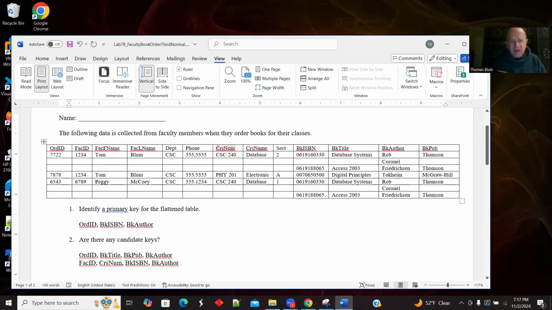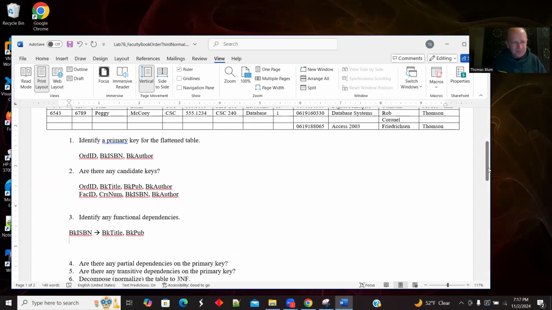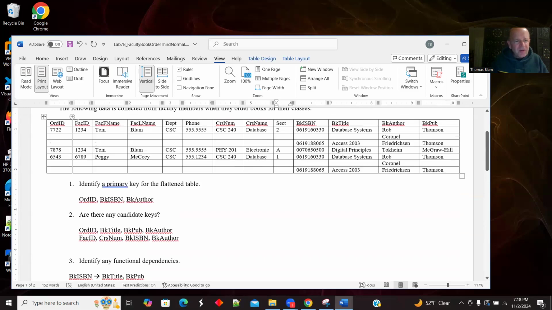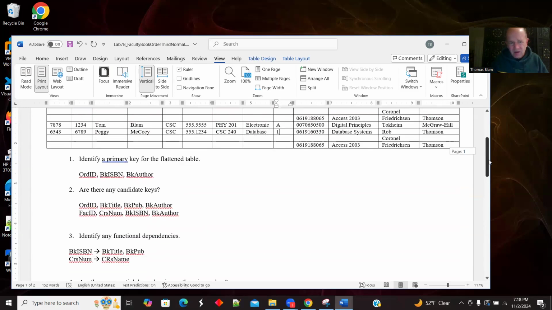Okay. What else do we have? The course num gives us the course name. So course num will tell us the course name. That seems pretty clear. It won't tell us the section. We see here CSC 240 is database, but they're different sections, so it's not telling us section. The faculty ID will tell us the first name, last name, department, and phone.